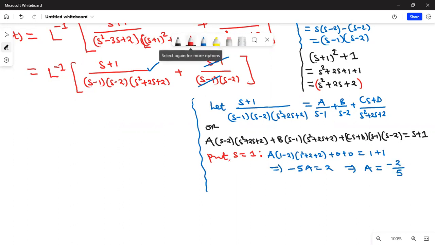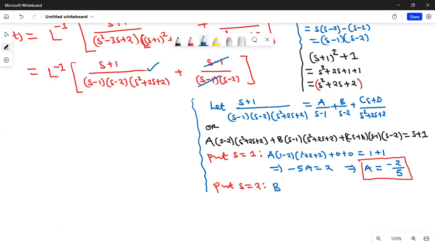So we have found A. Let me bracket this. We still need to find B and C and even D. So I can also make another substitution. Put S is equal to 2. What are we going to get? Let's see. The term in A will cancel because of this S minus 2. So 2 minus 2 is 0. When you multiply by 0, you get 0. So the term containing A will disappear. And even the term containing C and D will disappear. So we only have the term containing B.